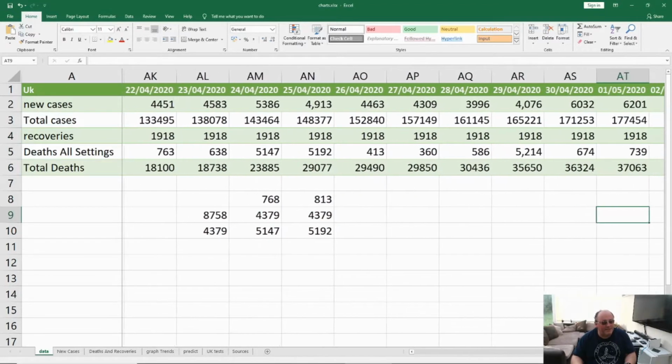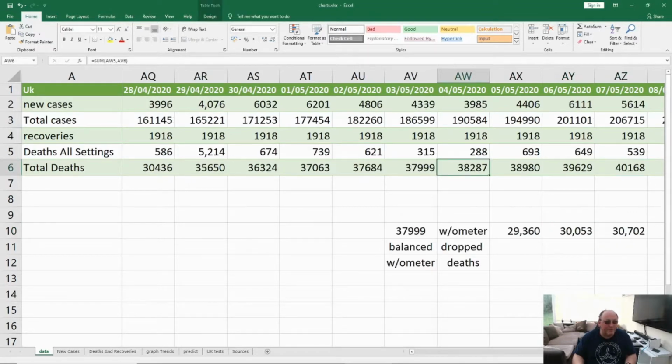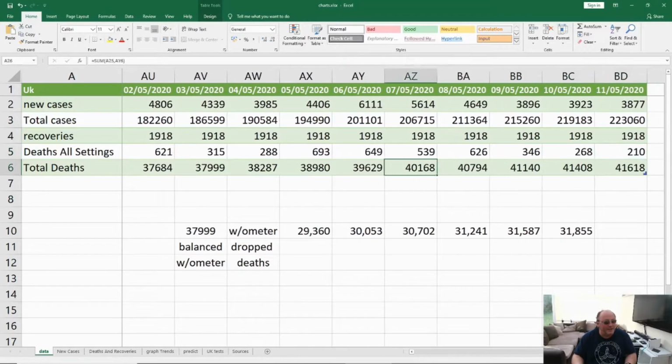As time went on, everything seemed to tally with Worldometer. So at this point we had 37,999 total deaths, and then suddenly it dropped. Because at that moment in time it seemed to balance with Worldometer, I've added the continued deaths to the ongoing total rather than the reset total. So if you look down here, 38,980 is the ongoing total, where the government says it's 29,360. If we drag that across, we can see that the government total is 32,065 for the 11th of May.